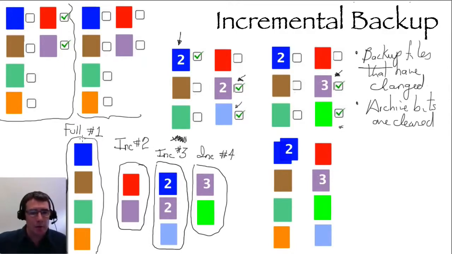So one of the things we notice about the incrementals is that they are small. Each incremental backup can be small, just the files that we've changed. It's pretty fast to make an incremental backup.